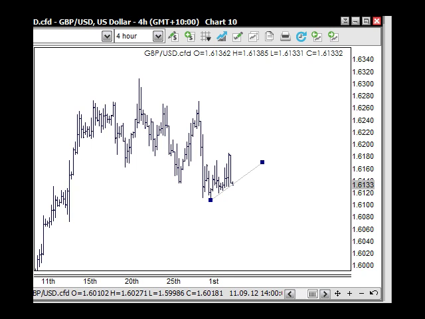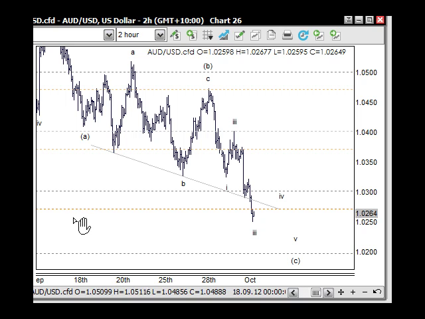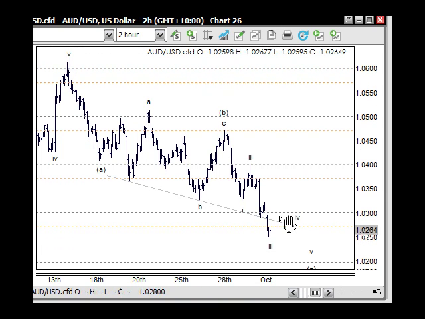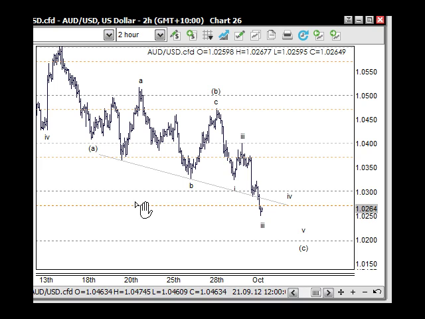In terms of the Australian market here, obviously they've altered the cash rate by 25 basis points, and this is where we are through here. So we're expecting this to come down. There's two ways to count this. From this point here we can count this as an A, a B and a C wave coming down through to here, or we can count it in a 5-wave structure in terms of the 1, the 2, the 3, the 4, and the 5.